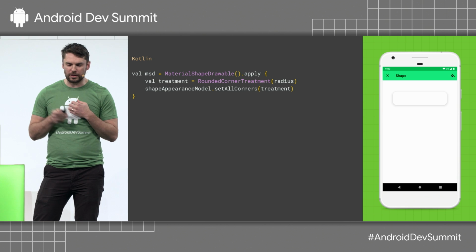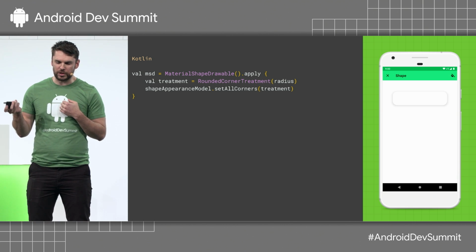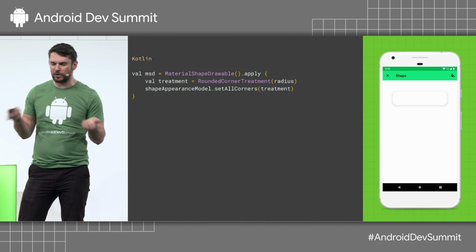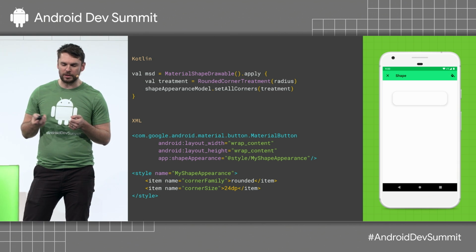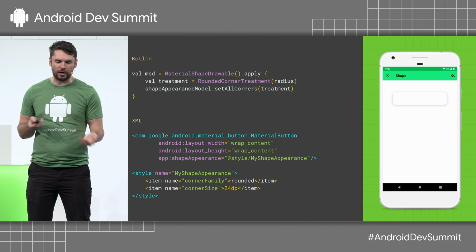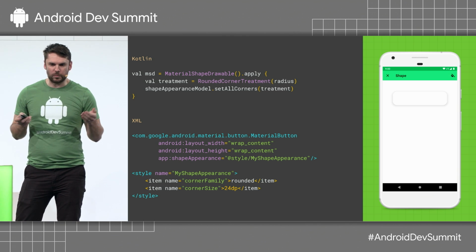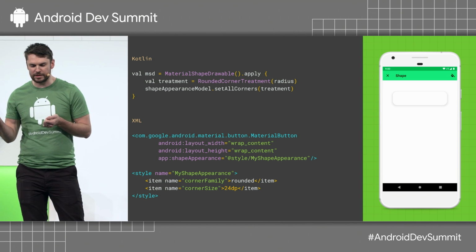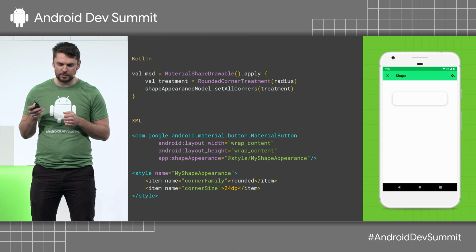So here's an example of Kotlin code, which defines a rounded corner treatment and sets that to the material shape drawable to apply just rounded corners to everything. And here is the XML version as well. So if you want to do it in XML, we have a new attribute called shape appearance. And it's similar to text appearance. The attributes here are the corner family and the corner size, and this sets it to be a rounded corner with 24 dp radius.